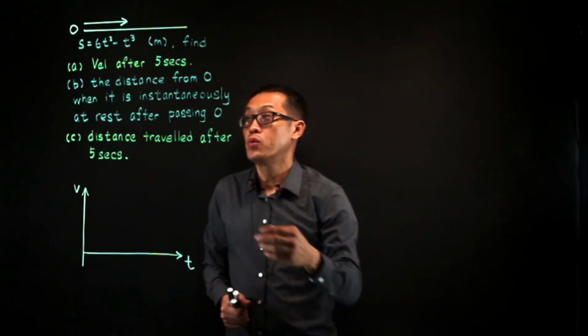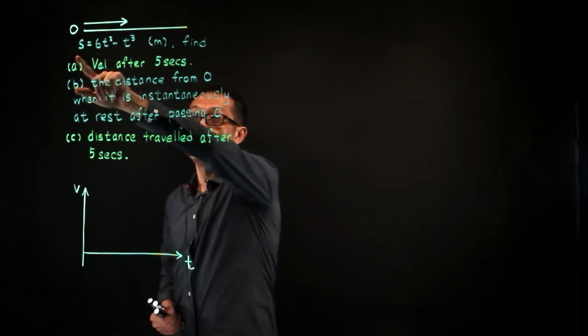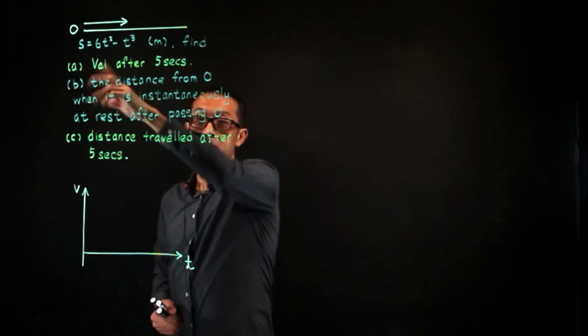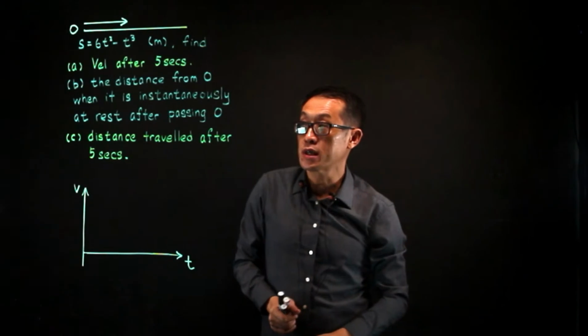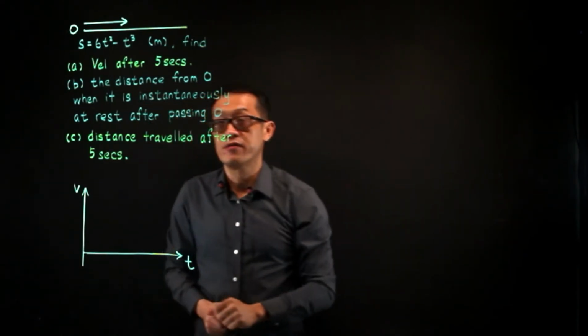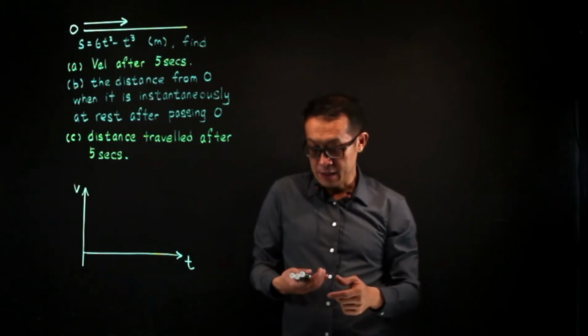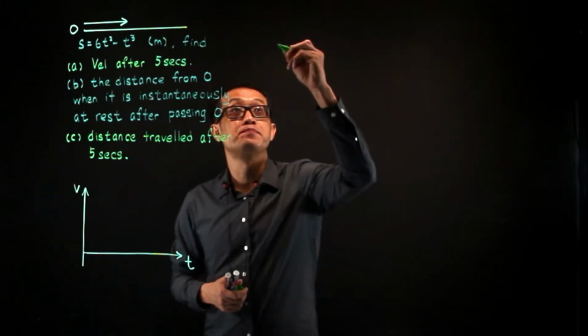Particle Q is moving away from O, whose displacement is given by this expression here. S equals 6t squared minus t cubed. You are asked to find the velocity after 5 seconds. Now part 1 is rather simple.